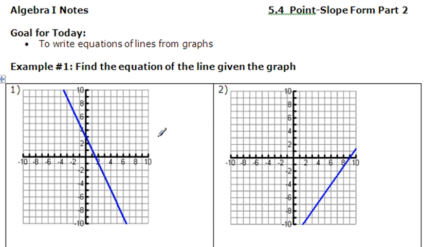Now, we've already learned how to find slope from a graph, right? You do rise over run. We're going to do the same thing here. So if I'm given a graph, the first thing I want to do is find the slope. Remember, slope is always rise over run. If I have to go up to count my rise, remember it's positive. If I have to go down, it's negative. If I go to the right, it's positive. If I go to the left, it's negative.